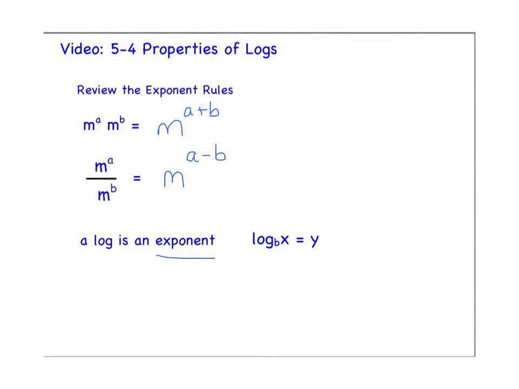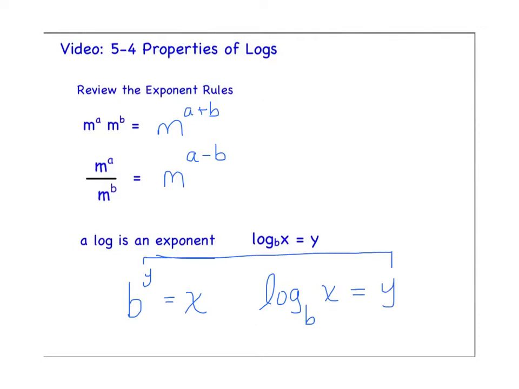A log is an exponent. So if I have something that says B, the base, to the Y power, is equal to a value, then to write that as a log, I would say the log of base B of a value equals the exponent. So the Y, both of those are the exponent. B is the base. And if you can put those two things in place, you can convert any exponent to a log just by knowing that the log is equal to an exponent and that the bases are the same.